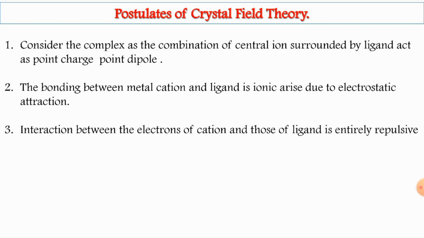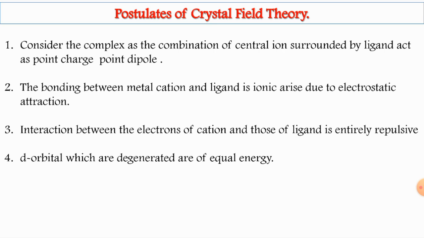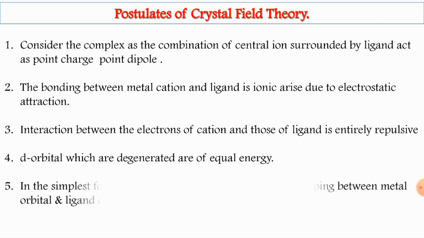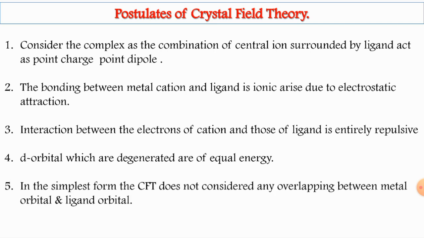One more thing is that there is also repulsion. Attractive forces exist between the metal cation and the ligand, but simultaneously the metal also has some electrons, and those electrons repel the ligands. So repulsive forces are also there. Due to that reason the d orbitals, which are in a degenerate state, that is all five d orbitals at the same energy level, get split. That's why splitting occurs.